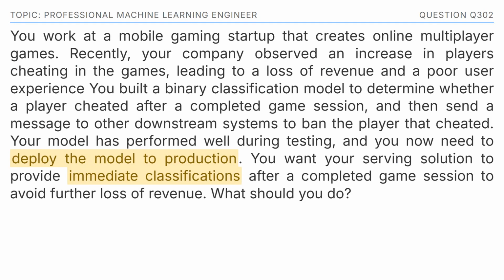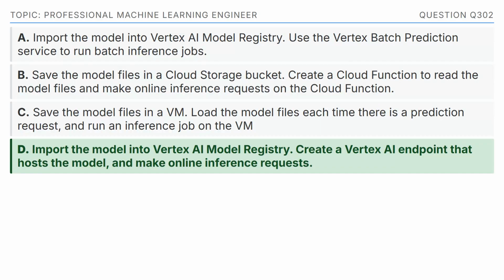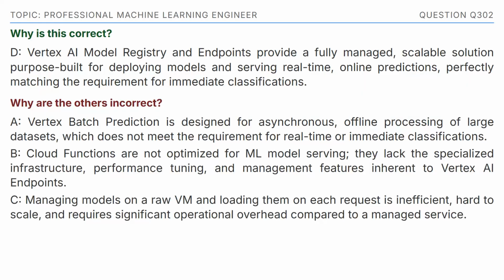To arrive at the correct answer, we focus on the keywords: deploy the model to production, immediate classifications. The correct answer is option D, import the model into Vertex AI model registry. Create a Vertex AI endpoint that hosts the model, and make online inference requests. Why is this correct? D. Vertex AI model registry and endpoints provide a fully managed, scalable solution purpose-built for deploying models and serving real-time, online predictions, perfectly matching the requirement for immediate classifications.